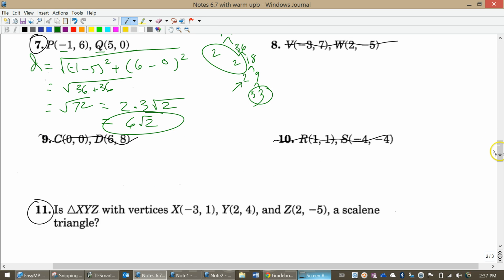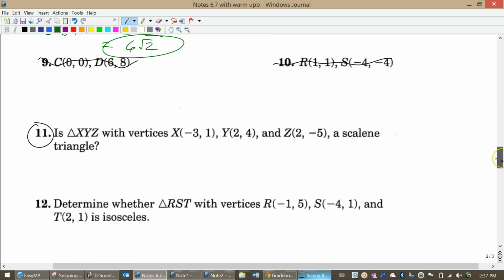All right, looking at number 11. Read number 11. Number 11 is asking us to determine whether this particular triangle is a scalene triangle. Now, lots of you guys would go do this, and this is not wrong. Graphing it is not wrong. I'm going to tell you right now, as a student, I would graph it. I would. I really would.